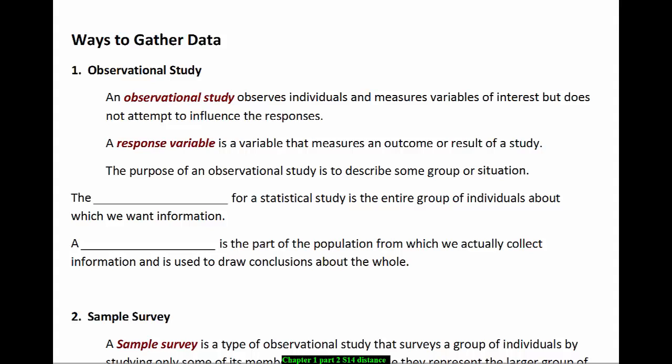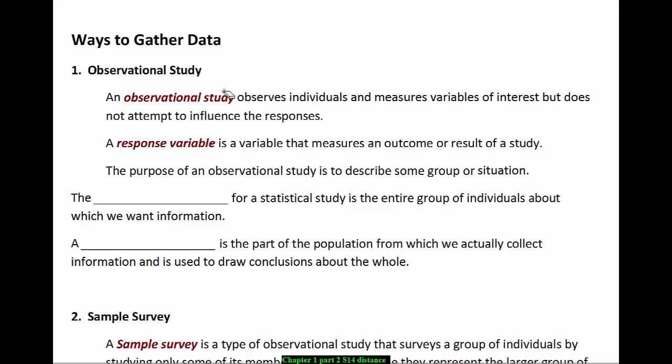Ways to gather data. We're going to study three main types of ways to gather data this semester. One is an observational study, two is a sample survey, and three is an experiment. The two main branches are an observational study versus an experiment. We're going to talk about observational studies first.